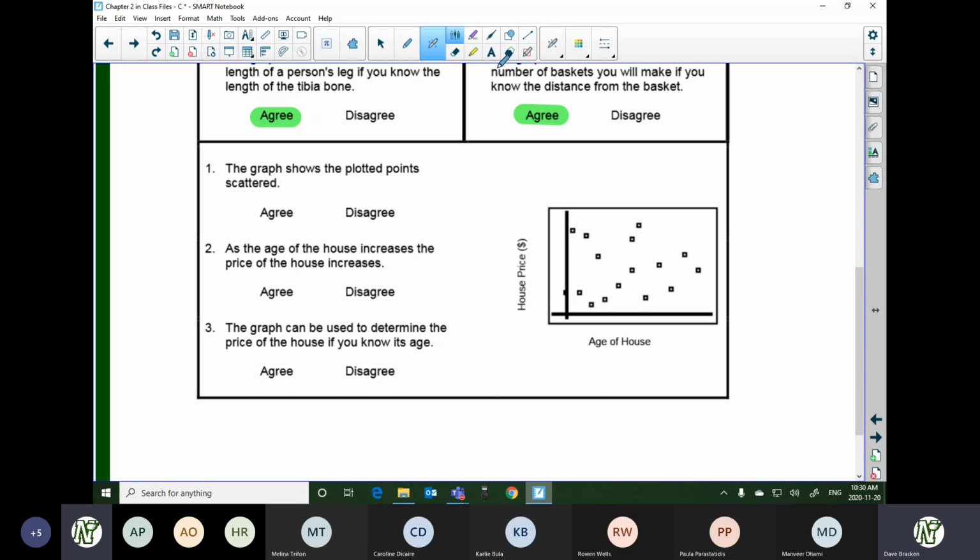So for the very first one, this shows the plotted points scattered. I would agree with this. As the age of a house increases, the price of a house increases. No, not necessarily. It could decrease. And the graph can be used to determine the price of a house. If I told you your house was this old, do you know for sure how much it costs? The answer is no, disagree. Okay? Everybody's good with that one?